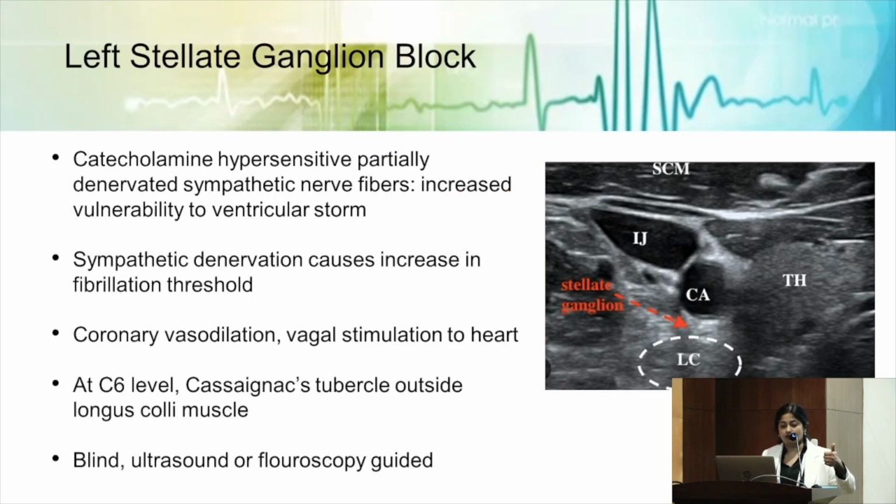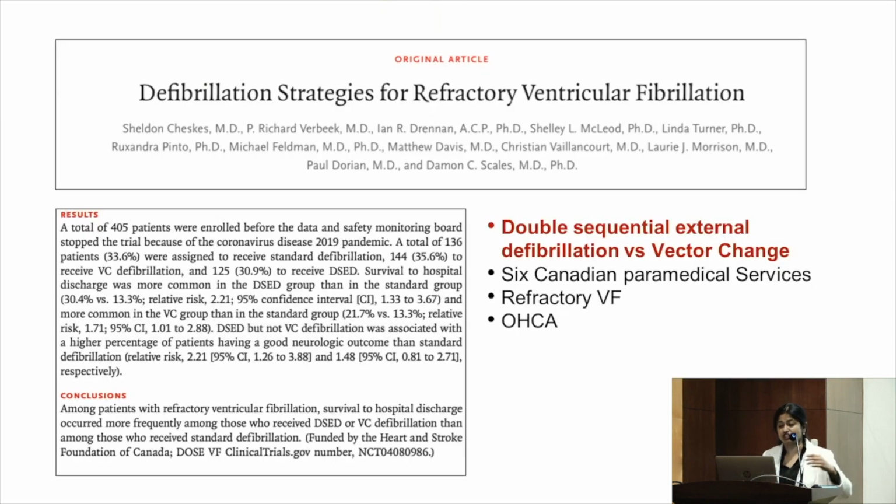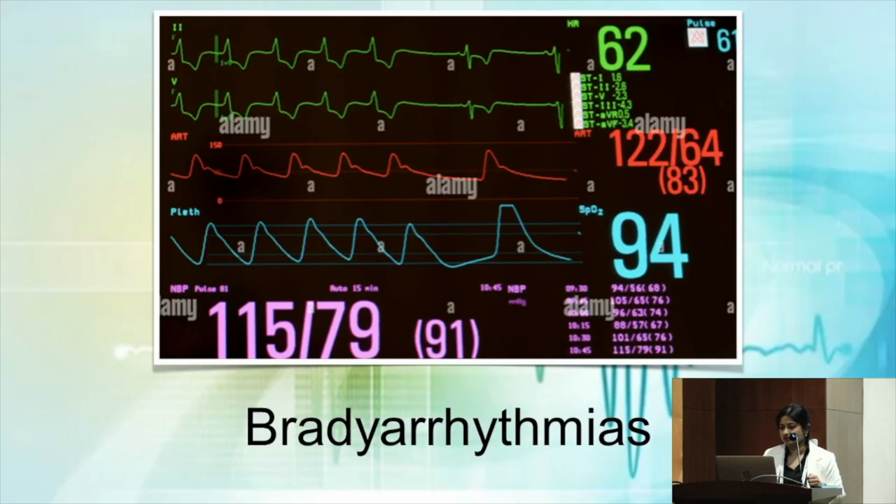Left stellate ganglion block causes sympathetic denervation of the heart, and that's how it helps in increasing the fibrillation threshold. Other strategies, double sequential defibrillation. In quick succession, you give shocks, or you give a vector change, that is anterior-posterior. One is both the paddles anteriorly, second is anterior-posterior.